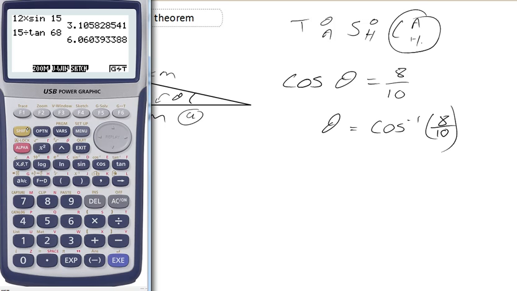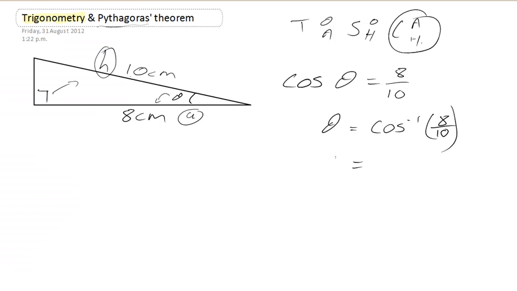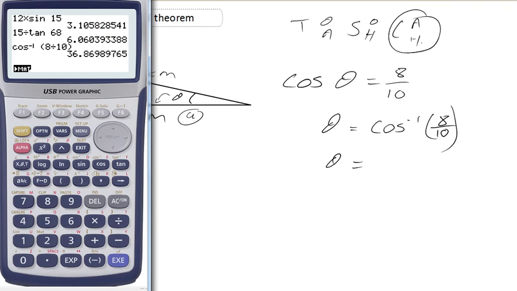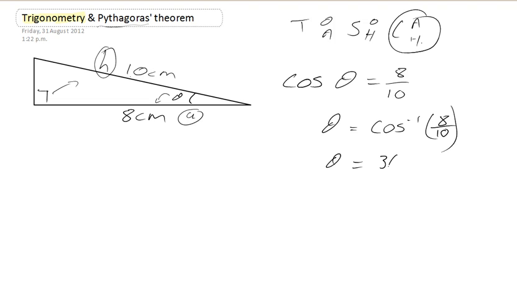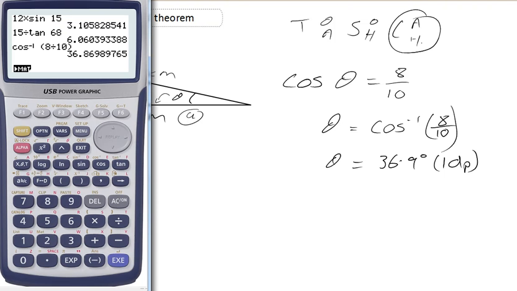So I'm going to press shift, cos minus 1. I am going to be careful to make sure I use my brackets this time, because I want to do 8 divided by 10 and find cos minus 1 of that. I could use the ABC button, and that tells me that the angle was 36.9 degrees to 1 decimal place.